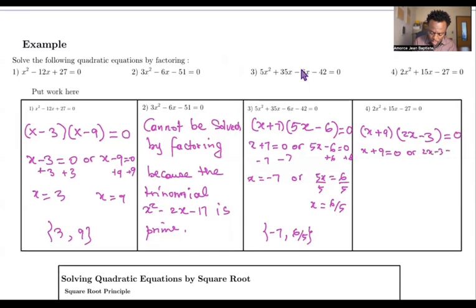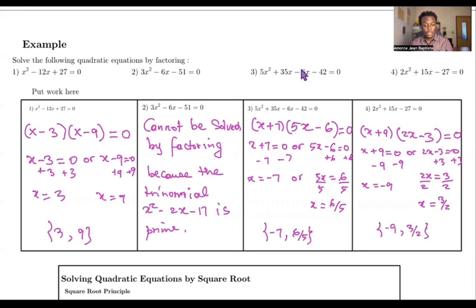And then the zero product property here. 2x minus 3 equals 0. We would subtract 9 on both sides, x equals negative 9. We would add 3 on both sides here, 2x equals 3, divided by 2, x equals 3/2. And your solution set is negative 9 and 3/2. So that's how you solve quadratic equations by factoring.